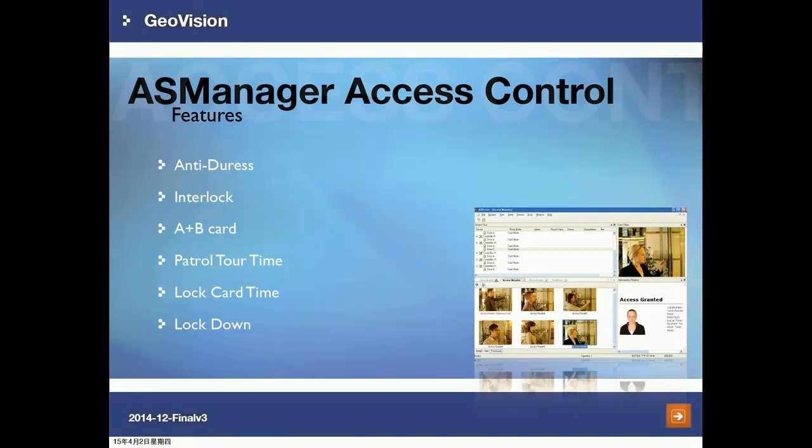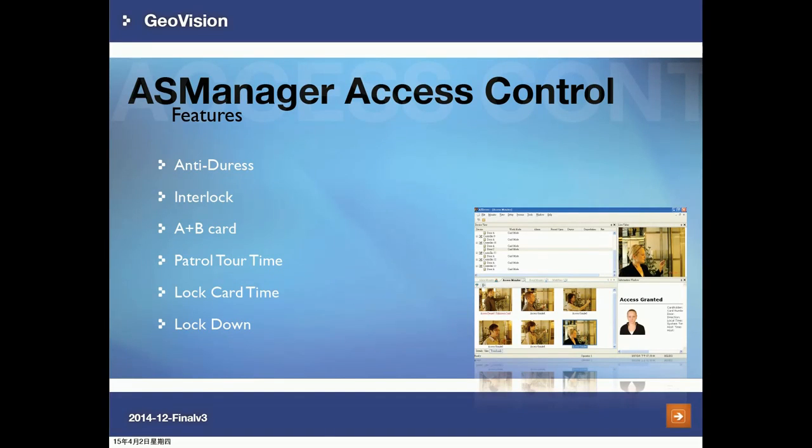Next is the patrol tour time, where you can set a patrol card for one of the security guards. So at a specific time, they have to go and present this card to the reader to make sure that they were on patrol. And then we have the lock card time, where you can specify a time for each card to access only once. So let's say in an employee or school cafeteria, they are only allowed to enter the cafeteria once for a meal. So you can set it from, let's say, 12 p.m. to 1 p.m. Each card can only enter the cafeteria once.